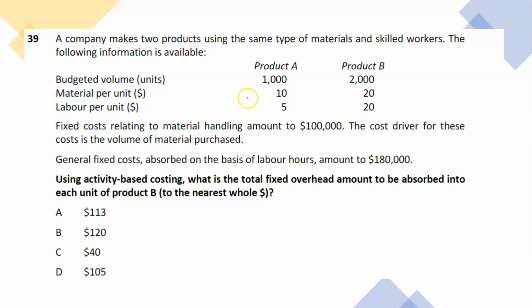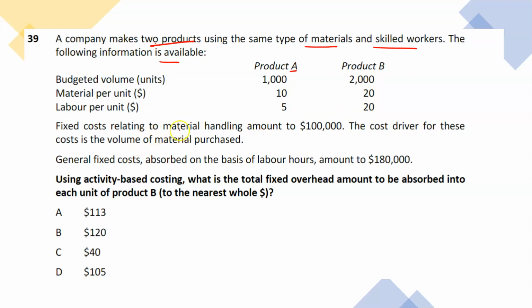Okay, great stuff. So here it says that a company makes two products using the same type of material and skilled workers. The following information is available. For product A, this is the number of units. Product B, number of units. Here is the material per unit, and here is the material per unit. And here we have the labor per unit, and here we have the labor per unit.